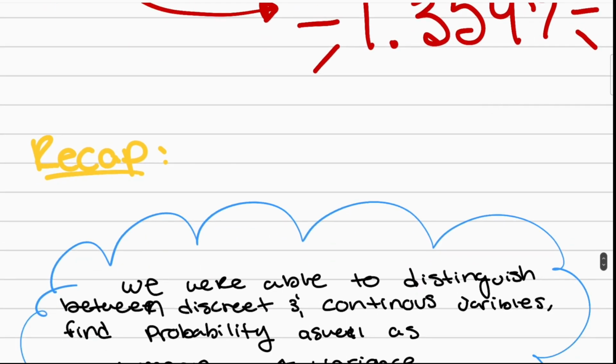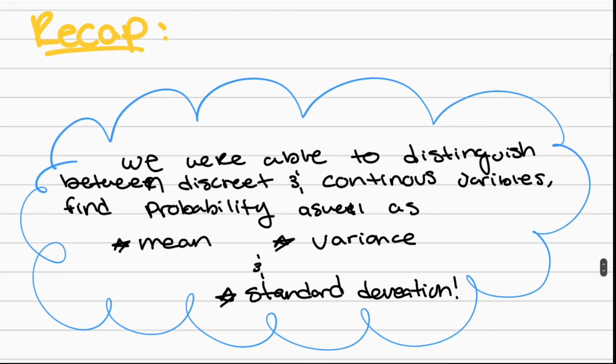So to recap, we were able to distinguish between discrete and continuous variables, find probability as well as mean, variance, and standard deviation, while breaking it all apart and truly understanding the definitions and what exactly goes into being able to solve a problem like this. Thank you.